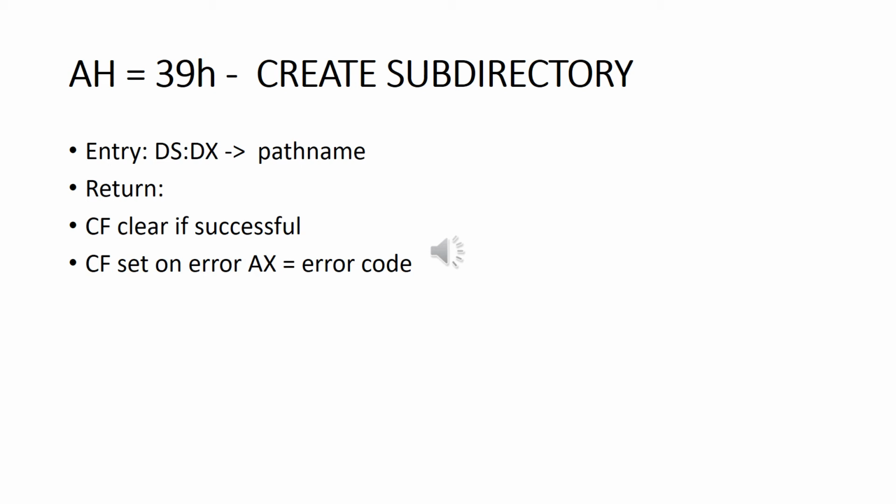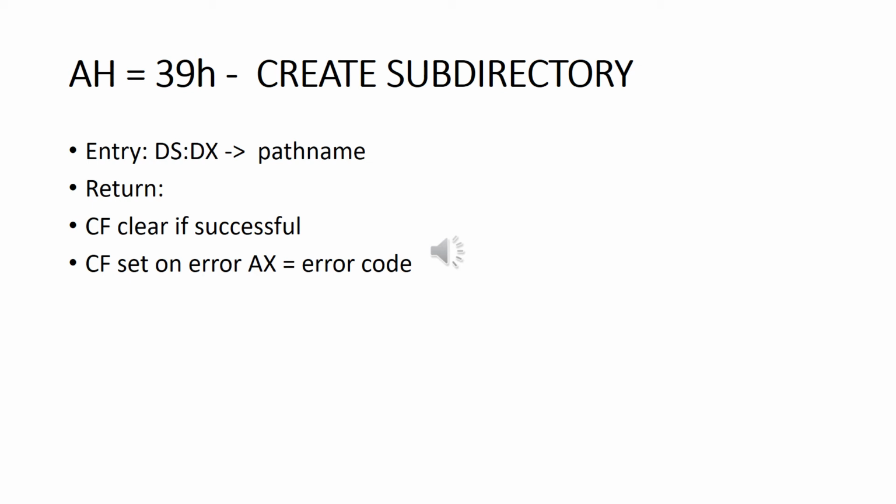Next, the int21h functions. When AH is equal to 39h, it is used to create the subdirectory. That means when we use this, these are the things that you should remember. The DX register should have the path name, and when it is executed, see if the carry flag is cleared if it is successfully executed.